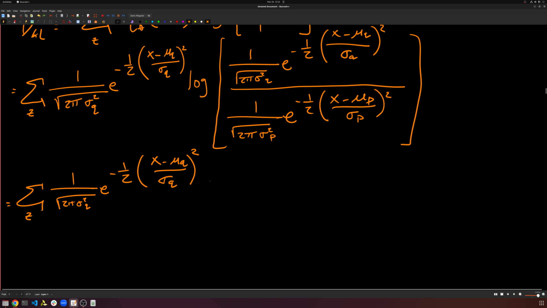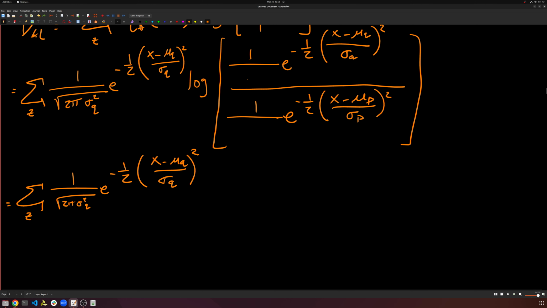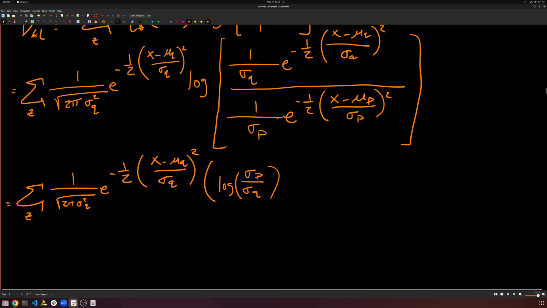Let's take a look. Some of this will simplify. The square root of 2 pi will cancel, so we can get rid of that. And then the square root of the variances will just become the standard deviations themselves, so it'll be sigma q and sigma p. And so there we go. First of all, we're dividing, so it's going to flip. So we can first do a log of sigma p over sigma q. So that's the first term.